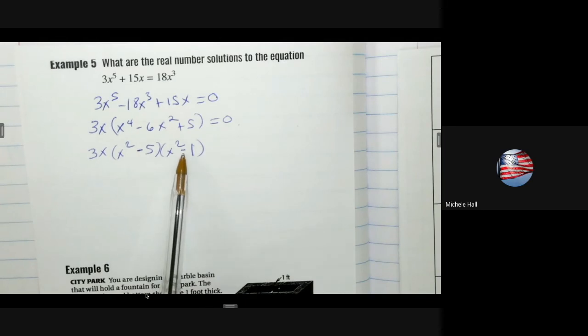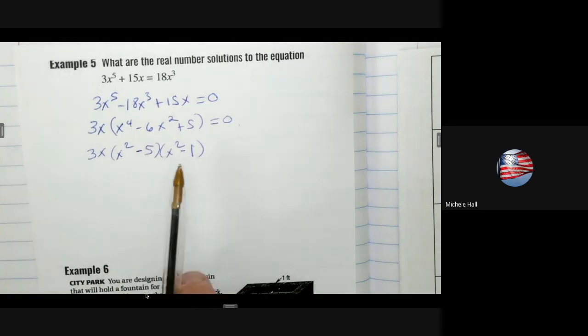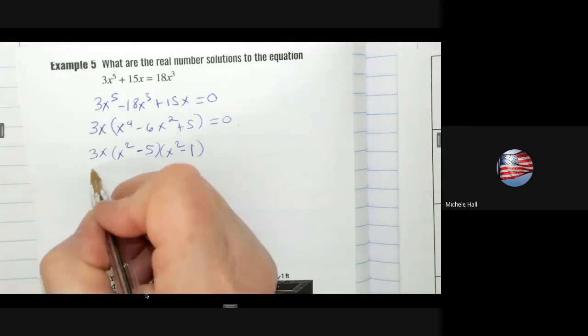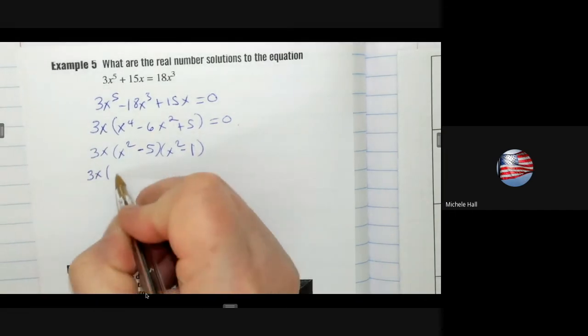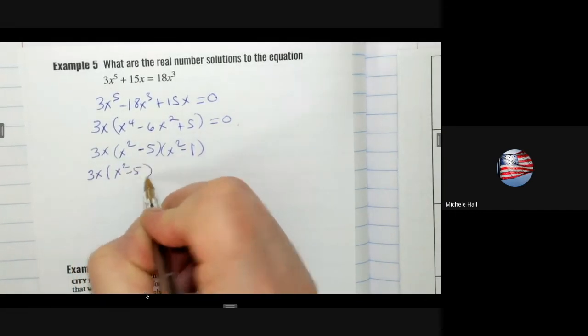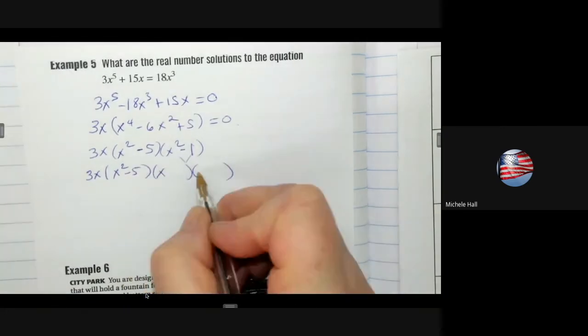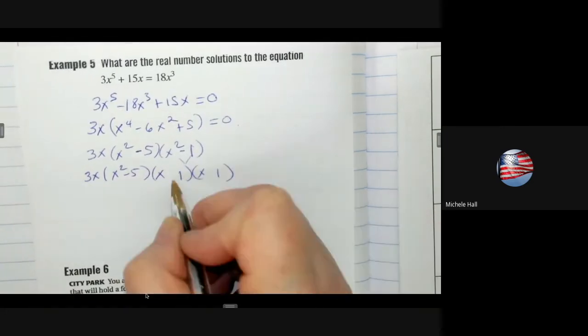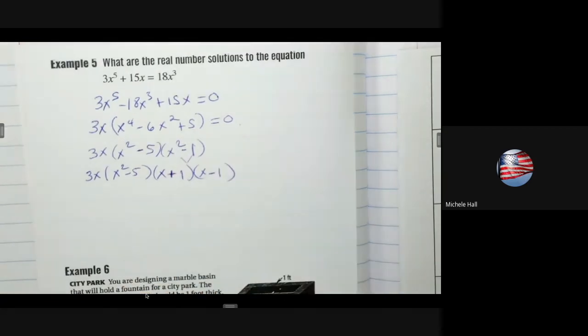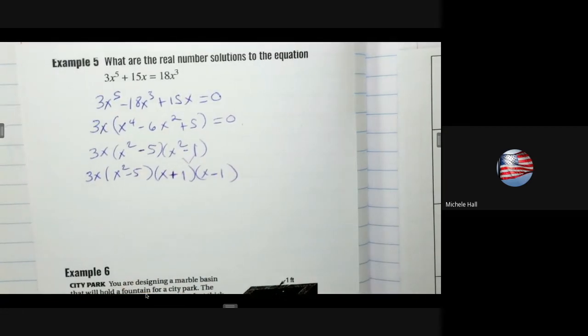Here I have the difference of 2 squares. And so this one will continue to factor. We have 3x times x squared minus 5. And now we're going to factor this one. That's going to be x times x, 1 and 1, and then I need a positive and a negative not to have a middle term. Final answer.